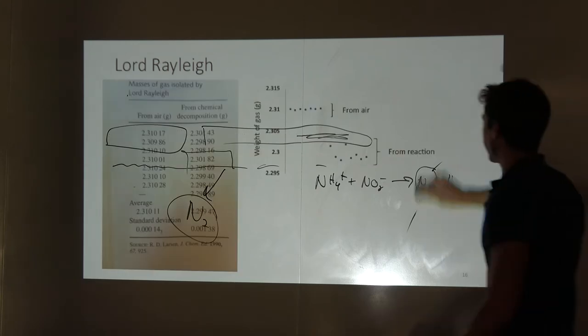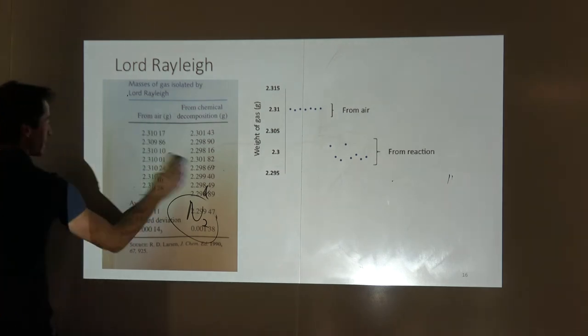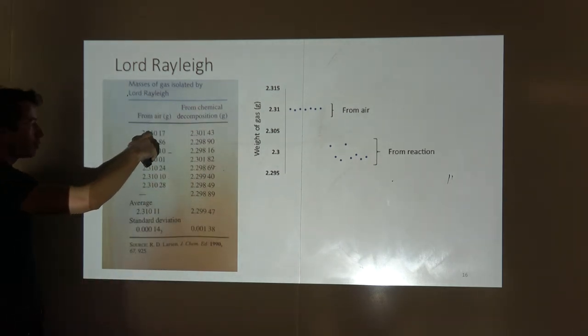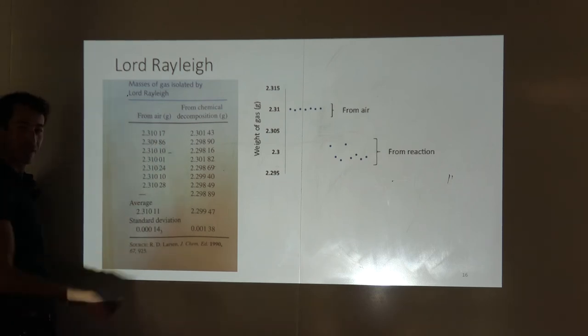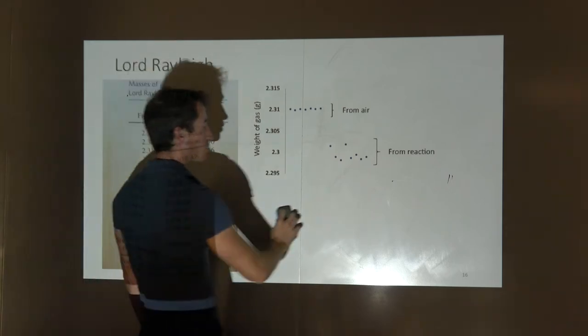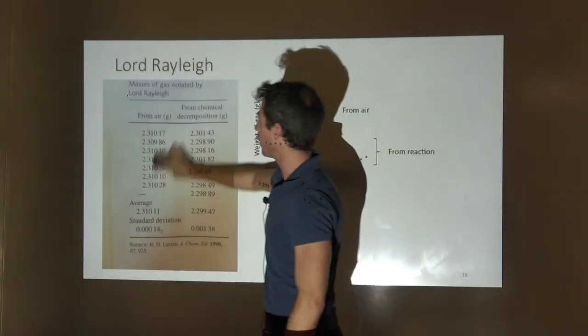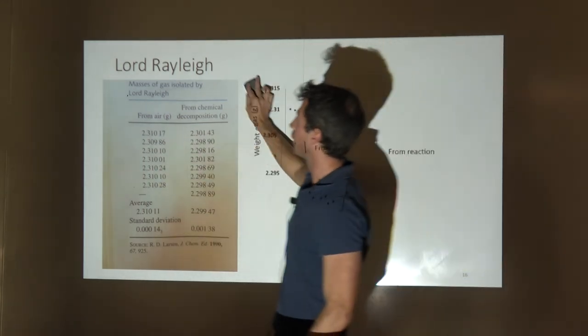And this is his data. This is his real data. Isn't that neat? It's particularly neat because he was recording grams with six significant digits. It's amazing that at the turn of the last century, they could still measure with that precision. Granted, he had a lot of money and could afford a really nice balance.